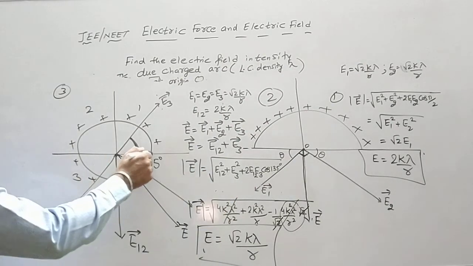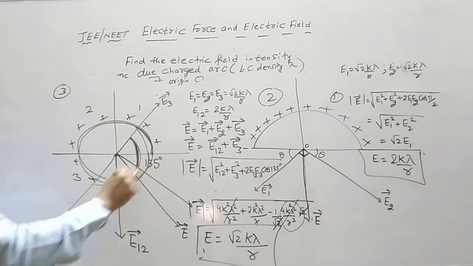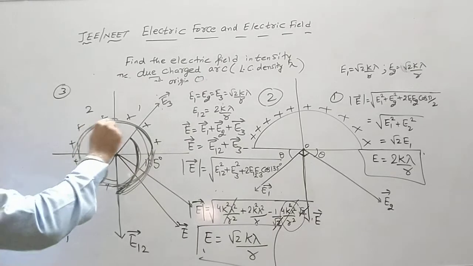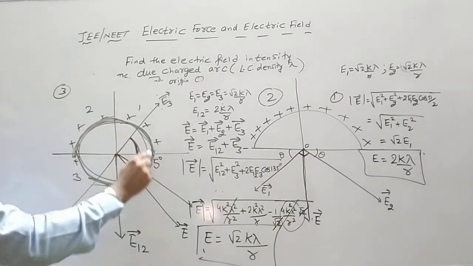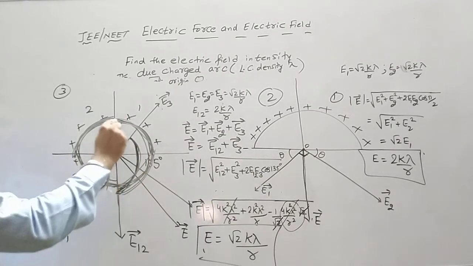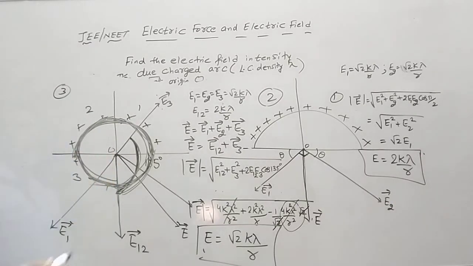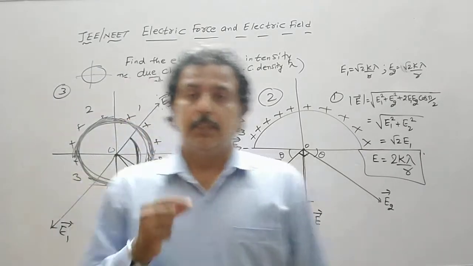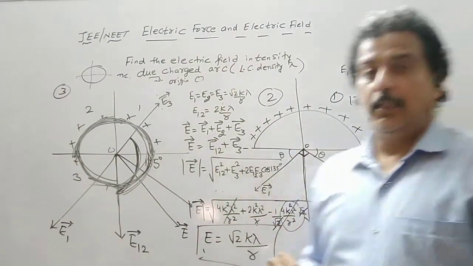Now if the entire circle is given, then we know that these two opposite ends will cancel the field. These two ends will also cancel the field. So these two are equal and opposite fields that will be produced. So if we have a circle or a ring, then the resultant electric field intensity at the midpoint comes out to be 0. So we have these 4 cases.